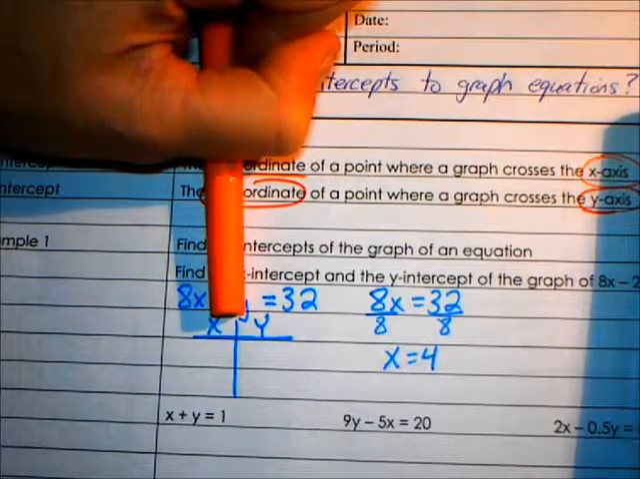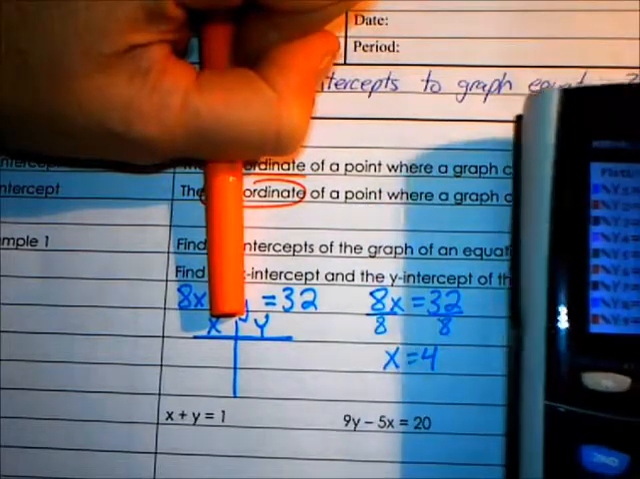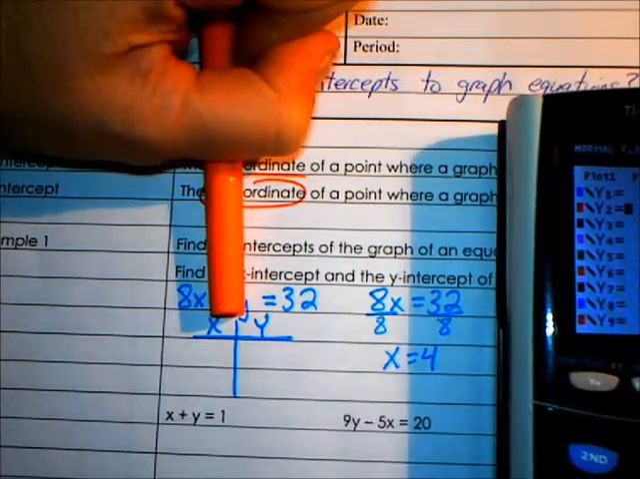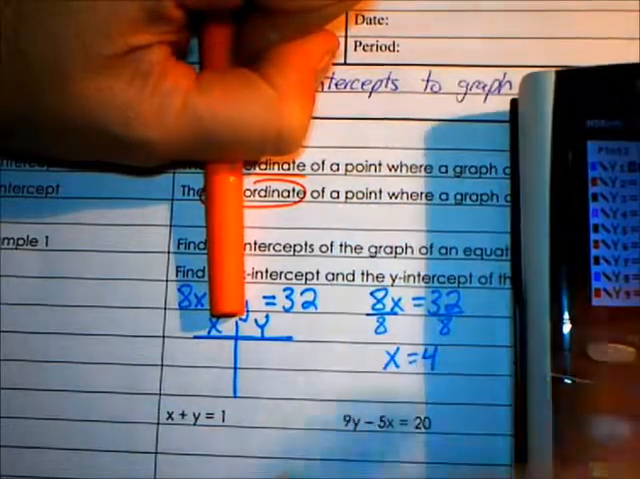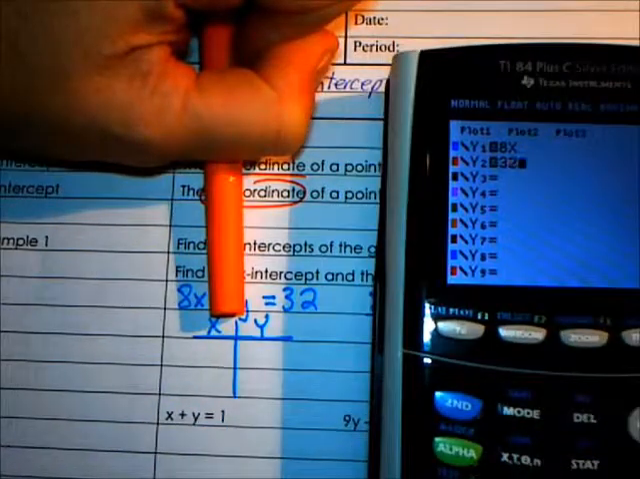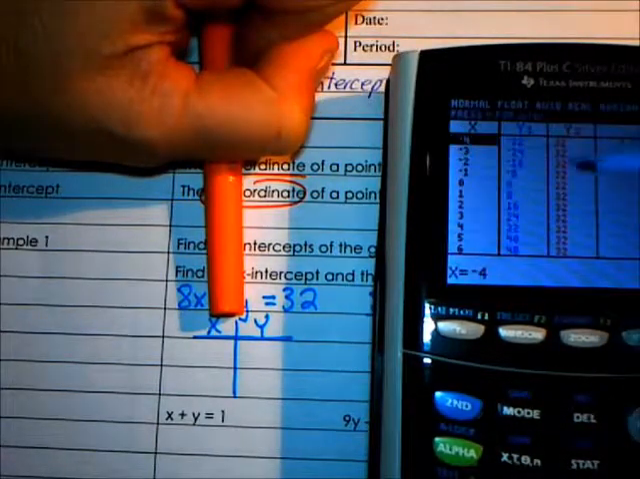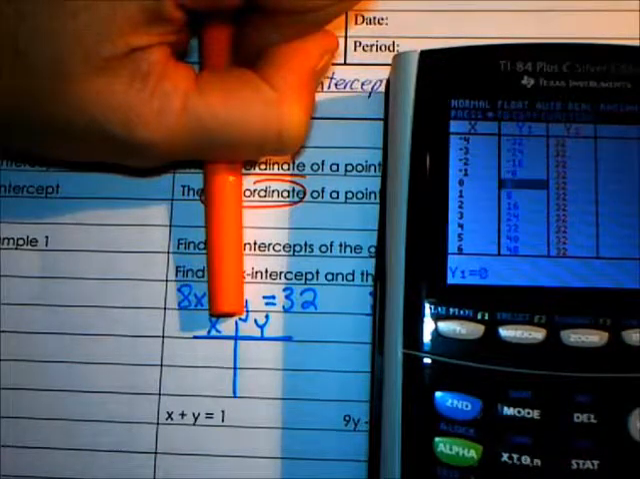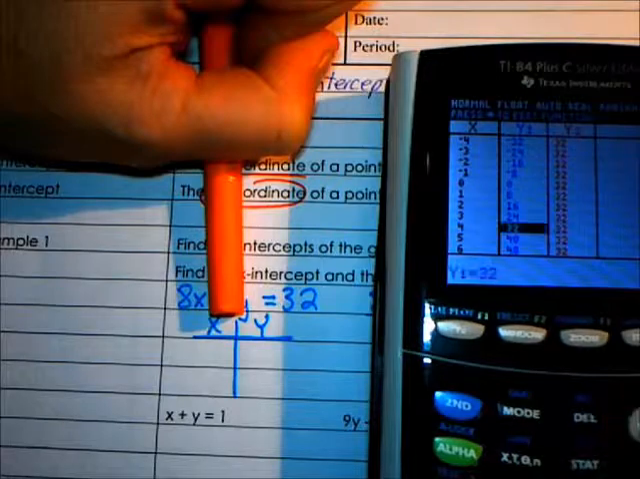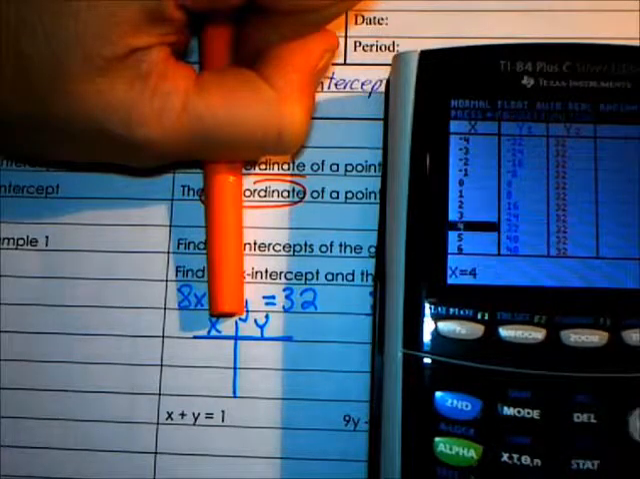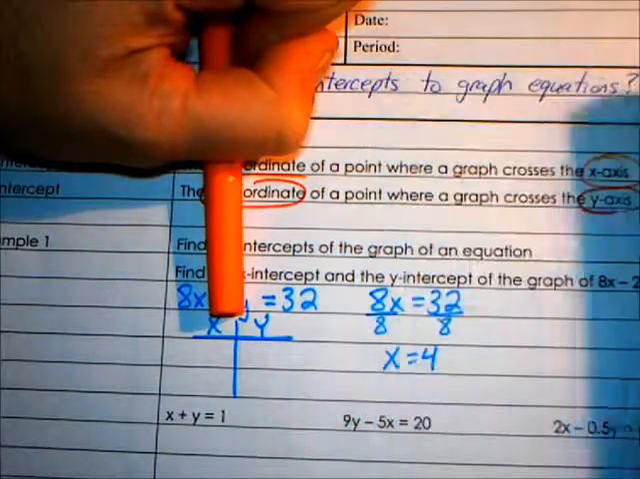Remember, in solving, I take the 8x and place it in y1, and I take the right side and place it in y2 as 32, and then I go to the table, and I look in my table to where it has 32 on both sides. If I zoom down to this spot, there's 32 on both of those, and my x is equal to 4. So you can solve it in either fashion.